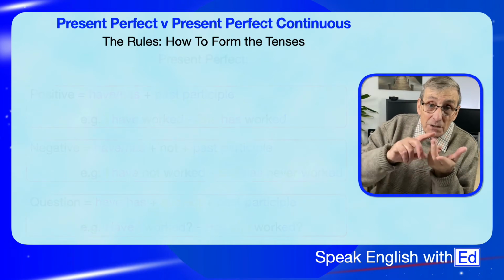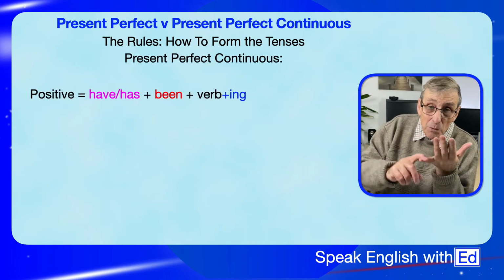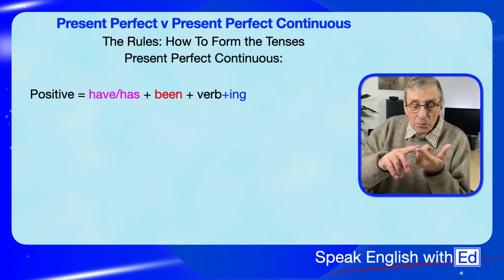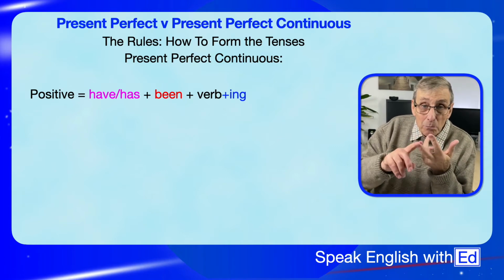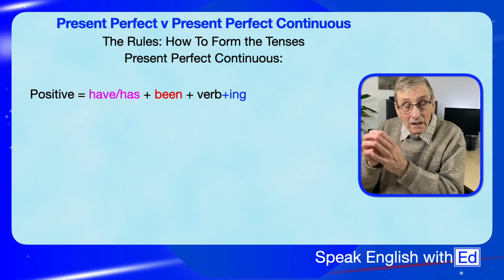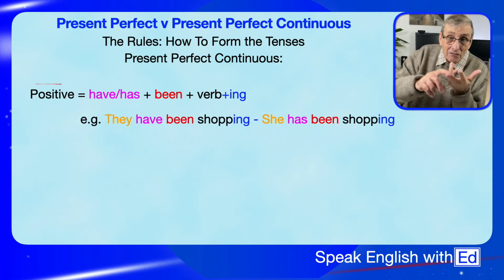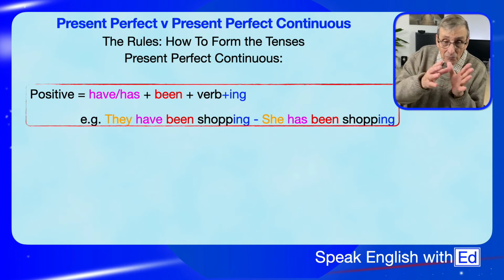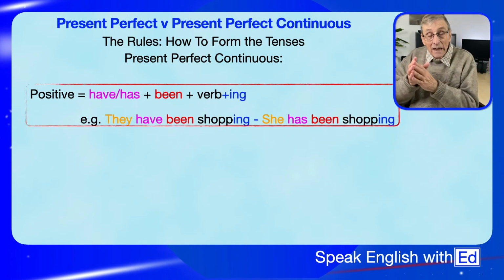For the present perfect continuous positive statement, we need to put have or has plus been, and then the verb, and then ing at the end of it. I have been shopping. So shop with ing. Now, when you add ing to the end of a verb, just make sure that you've got the verb spelt right, because sometimes, as in the case of shopping, shop, S-H-O-P, shopping, S-H-O-P-P, two P's, ing, you've got to add another P.